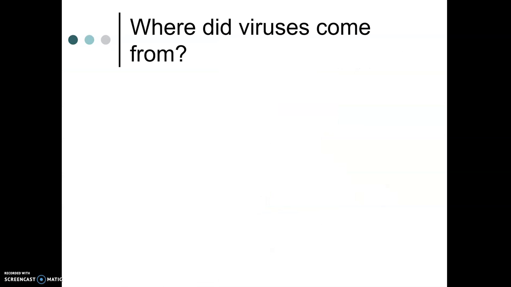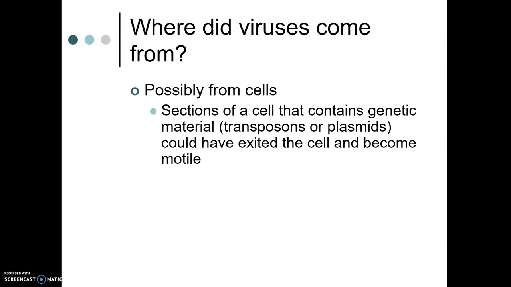So where did viruses come from? Well, it's a really good question, and it's also probably a question that'll never be answered. So the going theory is that a billion years ago or so, viruses were a section of a cell that became independent, became motile. There are different little portions of cells that actually contain their own genetic material.